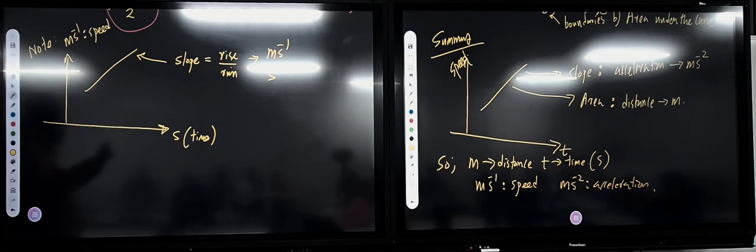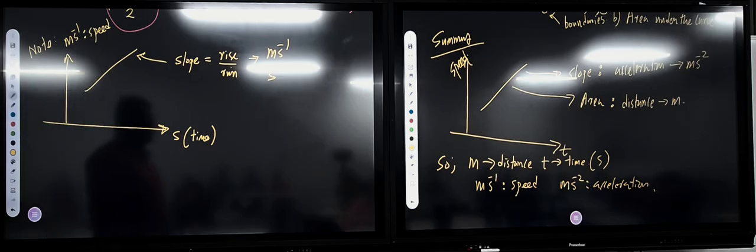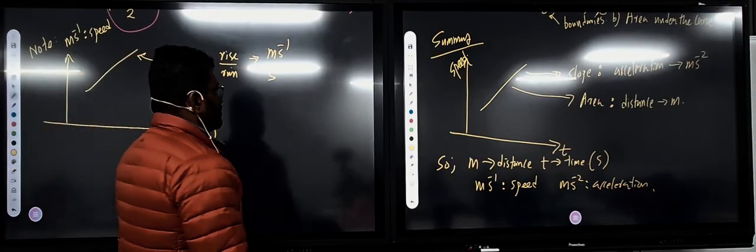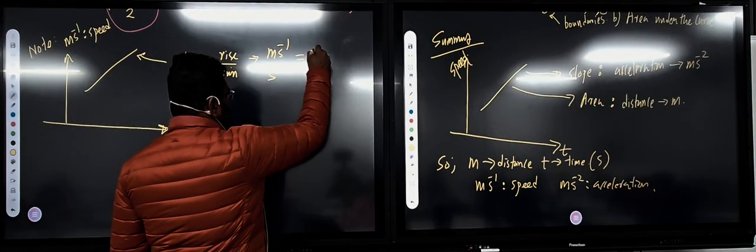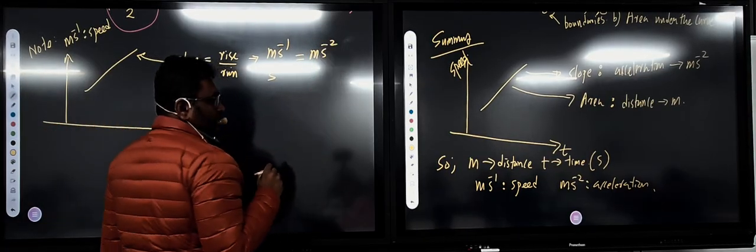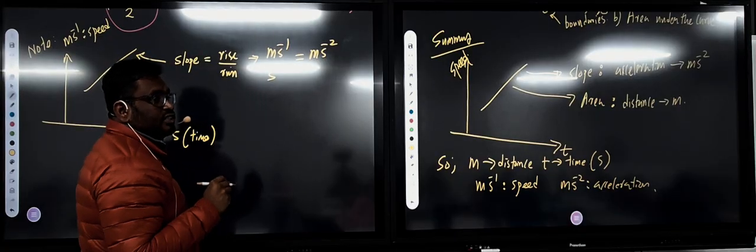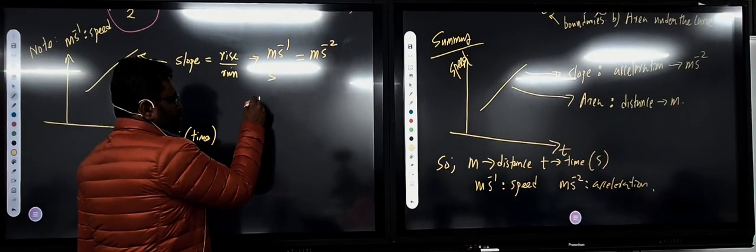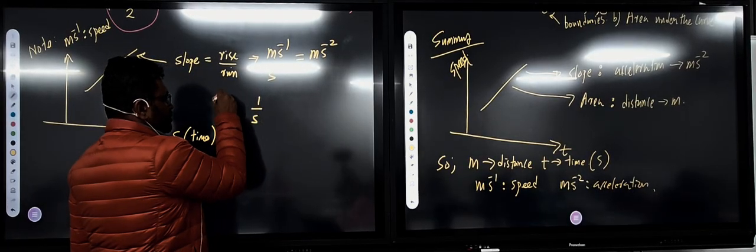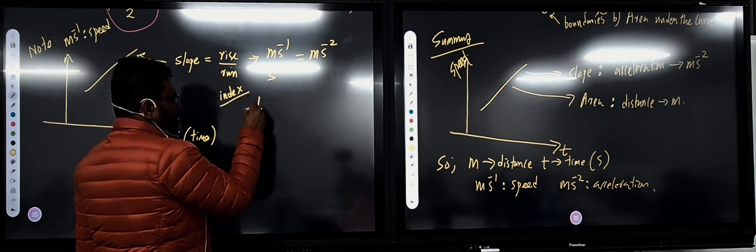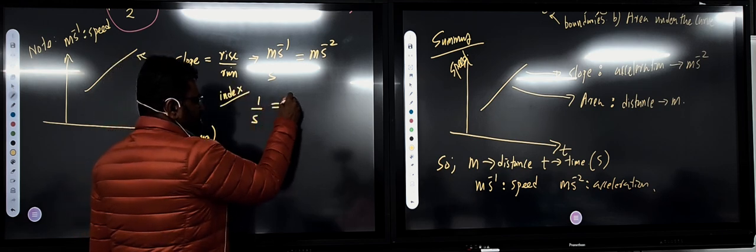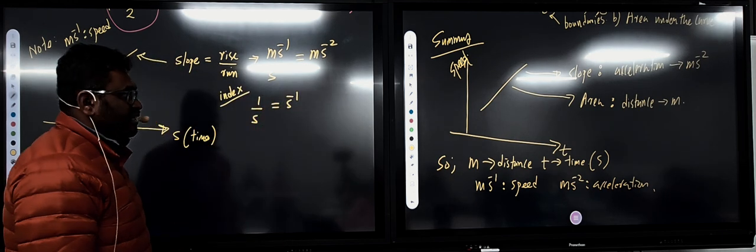Now, what is ms minus 1 divided by s? Yes, ms minus 2. How do you know? The answer is ms minus 2. Index law. 1 divided by s is s minus 1. Agree?